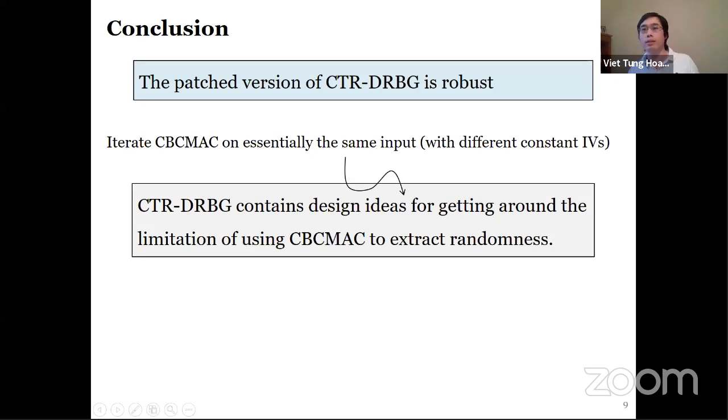So in conclusion, our work shows that the counter-DRBG is actually secure. Moreover, we also shed some light on the design of counter-DRBG. At first glance, this construction is very cumbersome, but deep down underneath this ugly cover, it contains quite interesting ideas for getting around the limitation of using CBC-MAC to extract randomness. That's it. Thank you.